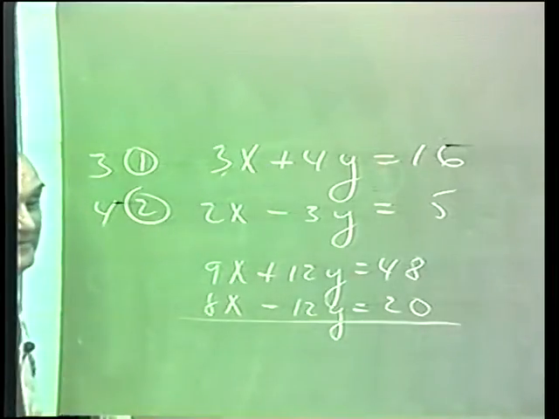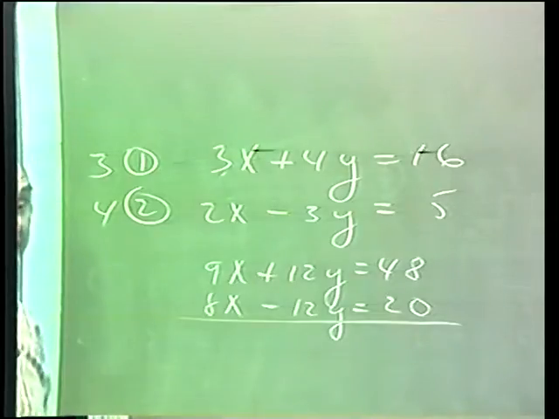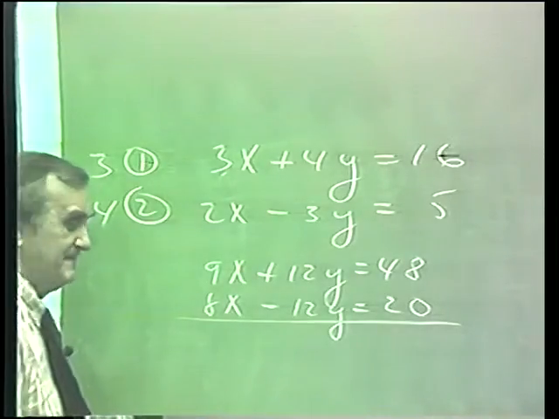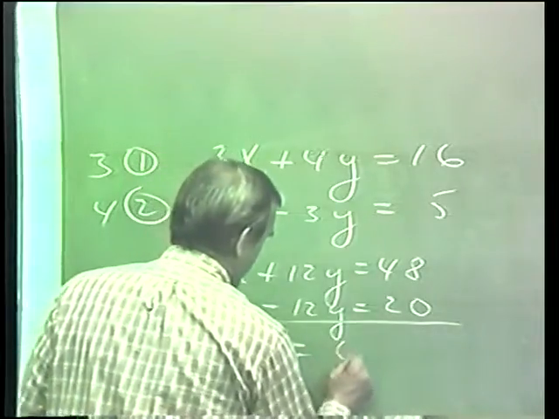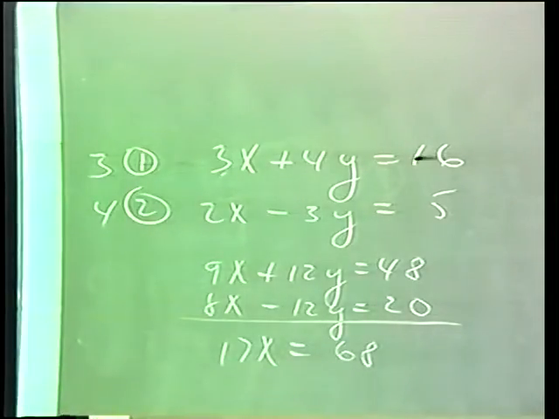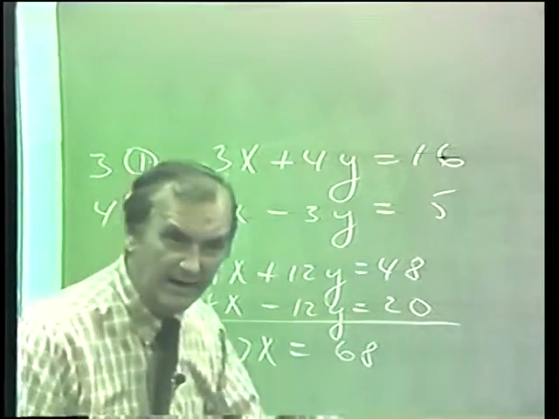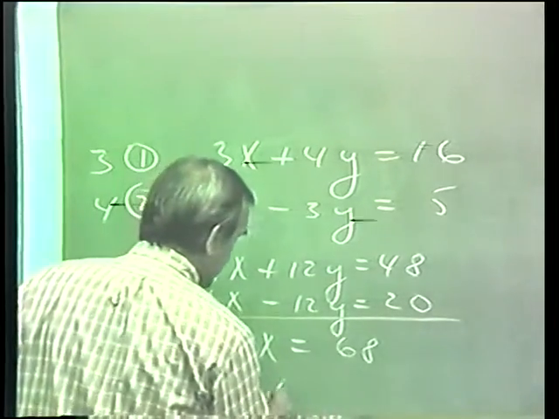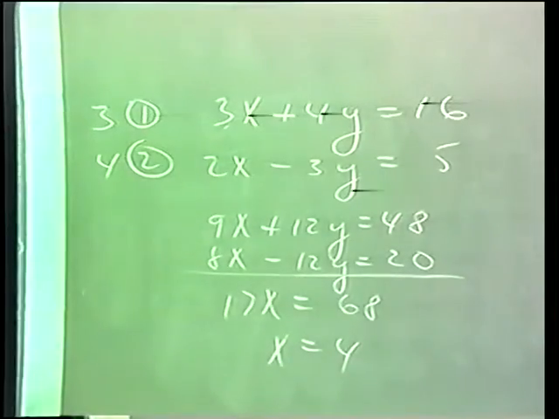Now let's add these two equations. Once we get coefficients to be the same, opposite sign, we said elimination by addition. If you add these two, what are you going to get, Karen? 17x equals 68. Notice, one equation, one unknown. We now solve it. Divide through by 17, we get x equal 4. So there is x.